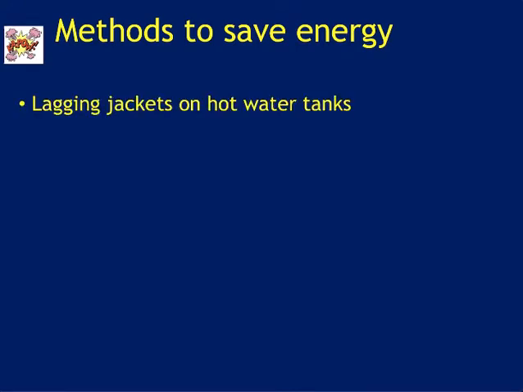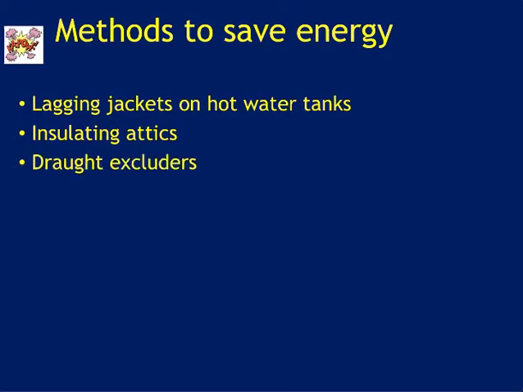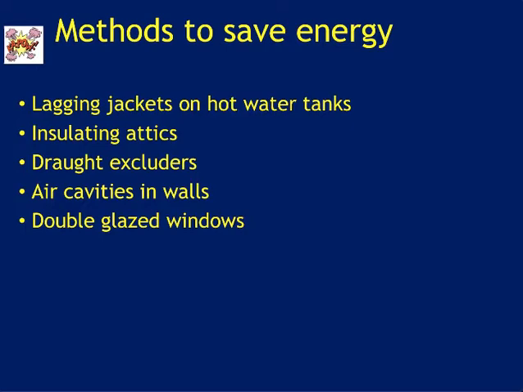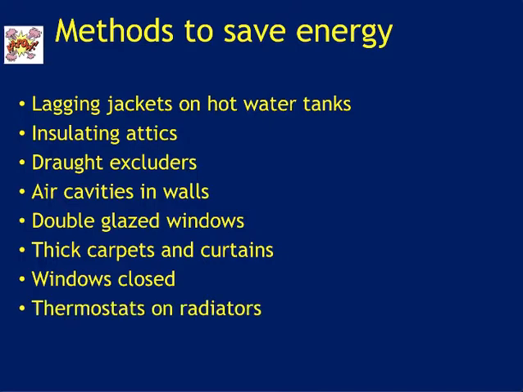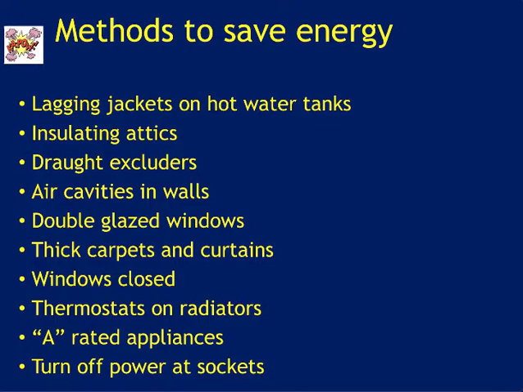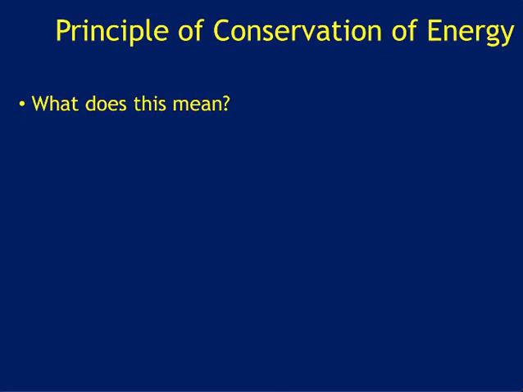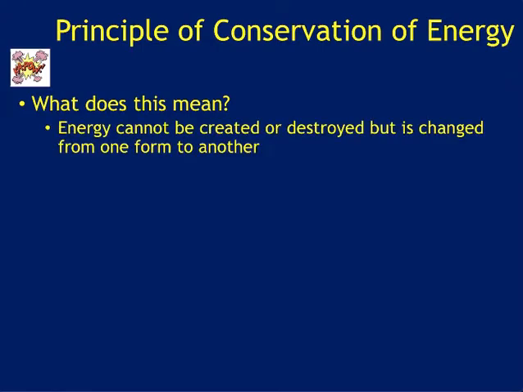So it may be something like lagging jackets on your hot water tank. You might have your attic insulated, use draft excluders, fill the air cavities in your walls, double or triple glazed windows, carpets, curtains. You might keep your windows closed all the time. You might have thermostats and radiators. You might use aerated appliances. Turn off the power at your sockets. They are all ways of conserving energy. But the principle of conservation of energy is a little bit different to that. So what it means is that energy cannot be created or destroyed, but it's changed from one form to another.